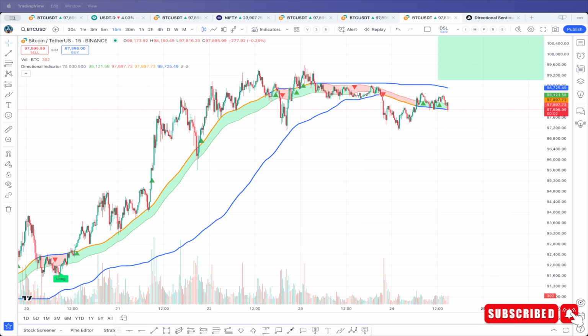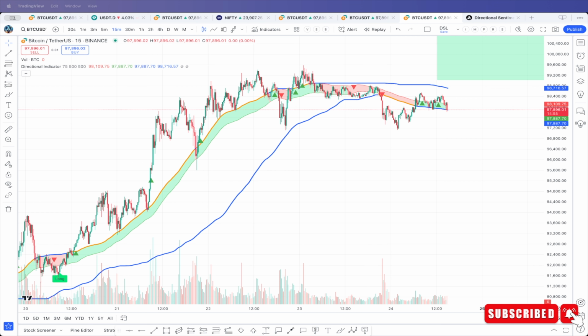This indicator is named Directional Sentiment Line, also known as Directional Indicator. It is designed to provide directional insights about price movements, emphasizing breakouts and reversals with a focus on statistical ranges, crossovers, and the ATR-based calculation. So here is a breakdown of how they contribute to the indicator.